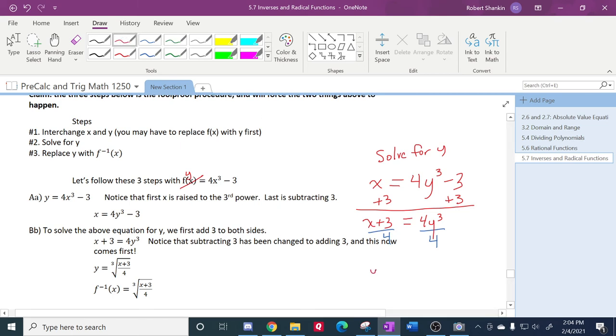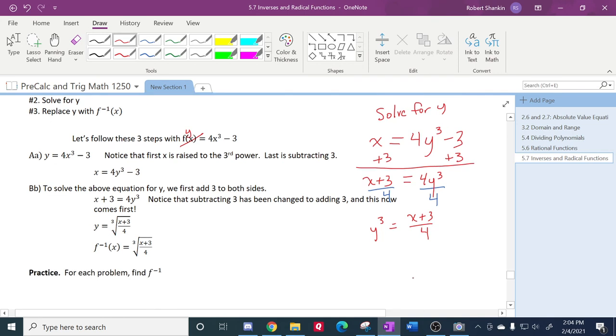Now I'm going to turn this around. I'm going to put the y cubed over here, and x plus 3 over 4. So you can see that the first thing that happened to x was 3 got added to it, and the next thing that happened was it was divided by 4. And then finally, to solve for y, I would cube root both sides to get rid of that cube. And then I would get y equals the cube root of x plus 3 over 4. Okay, and this is all written down over here as well.